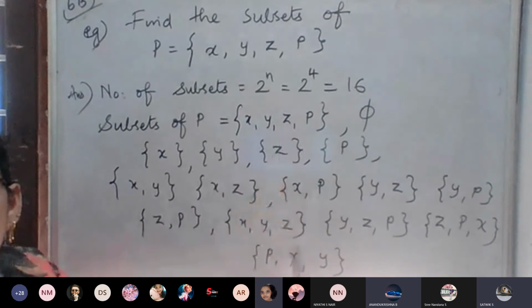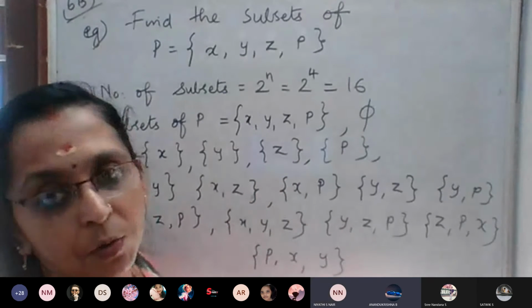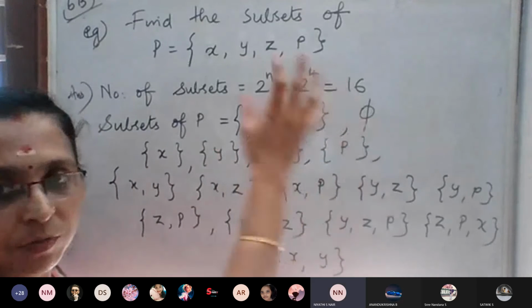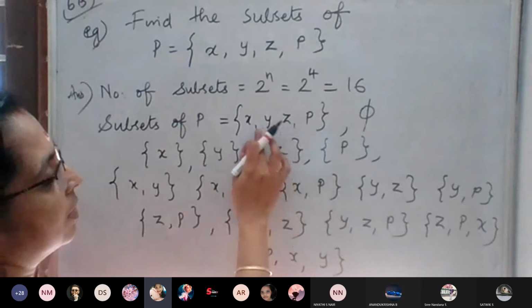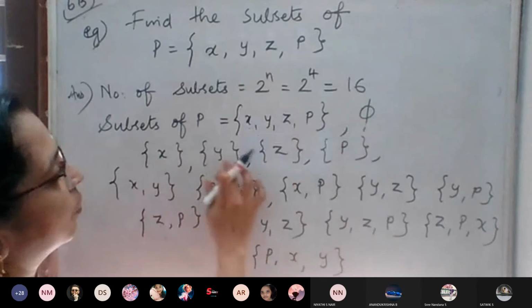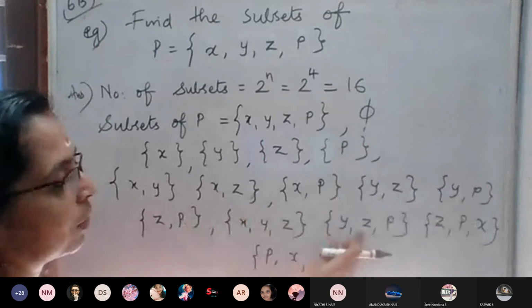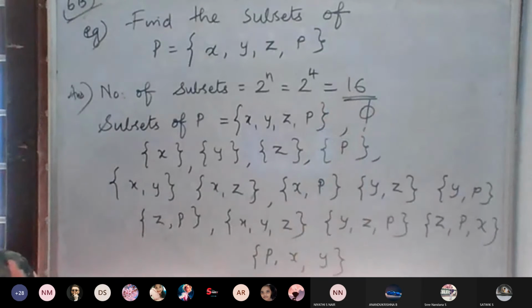Ma'am, 16 are there. Main set 4 are there, that we wrote already. And null set also we wrote. So count it. No need of writing it. 1, 2, 3, 4, 5, 6, 7, 8, 9, 10, 11, 12, 13, 14, 15, 16. So 16. Okay.